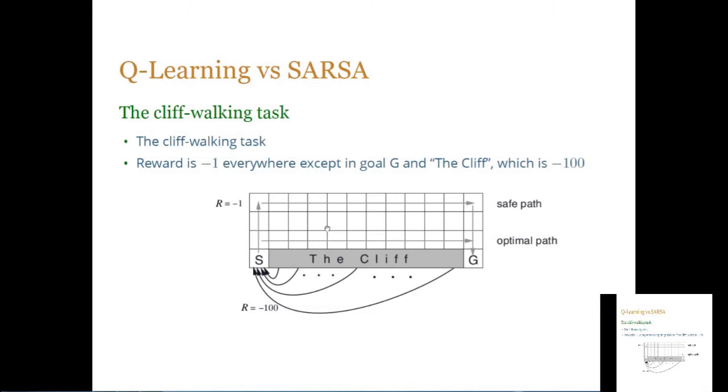So this example illustrates that very well. In the case of Q-learning, we are taking the maximum over actions. This means that in this case, since we are only optimizing the distance from the starting point to the goal, the optimal value will be the shortest path.